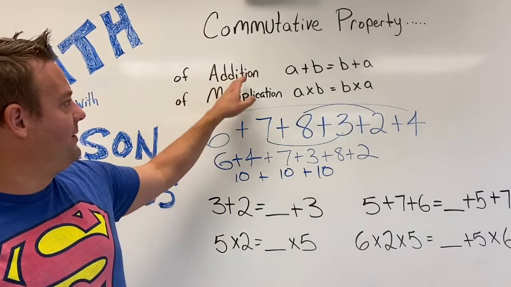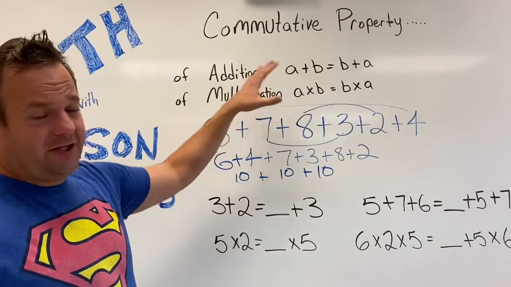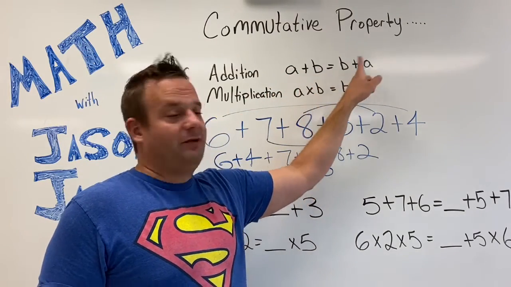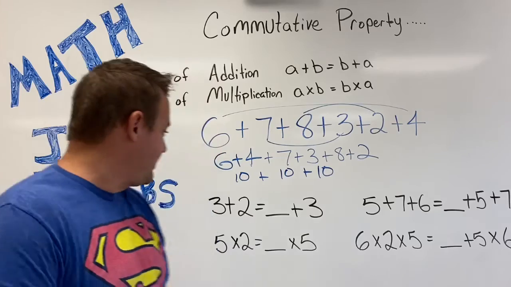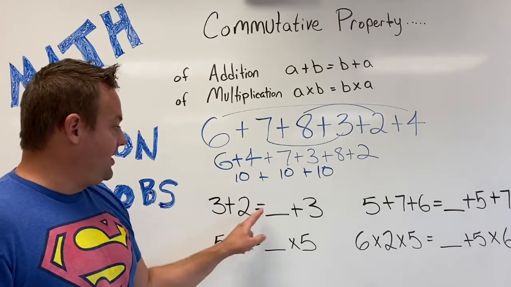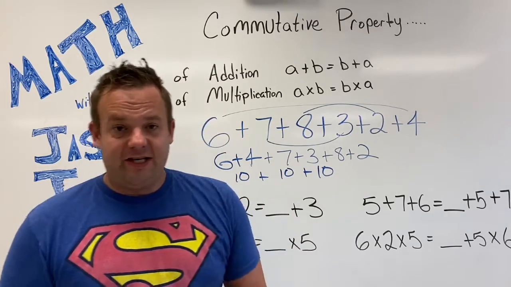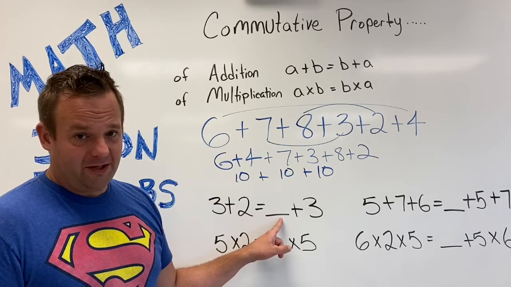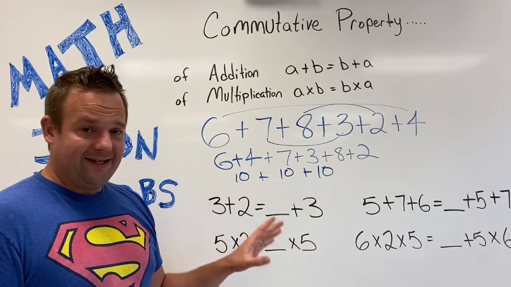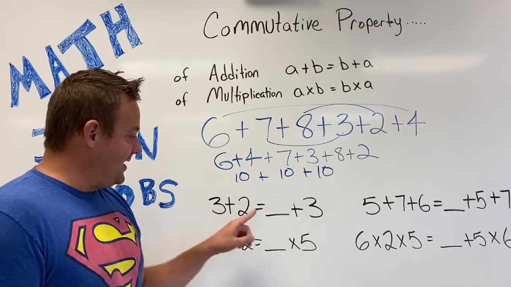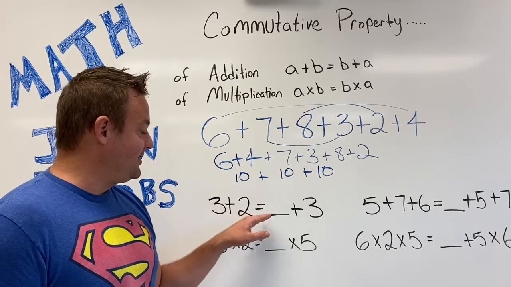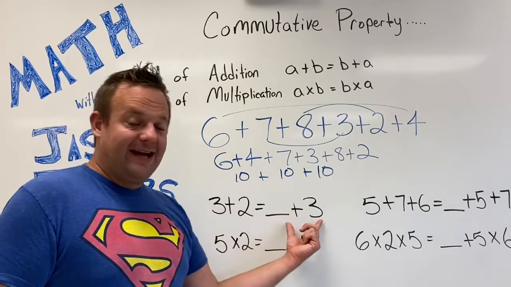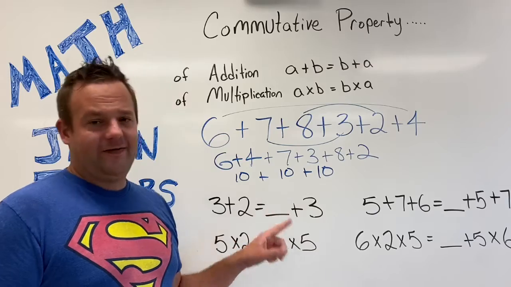So the commutative property of addition states, as long as it's all addition, A plus B is the same as B plus A. So let's do some examples, guys. 3 plus 2 equals blank plus 3. Now, I used to teach 4th grade, and a lot of times in 4th grade, the kids would put 5 here. Do you see why they would put 5? But that is incorrect, because this equal sign says the same as. So 3 plus 2 is the same as what plus 3? So if this side equals 5, this side too must equal 5. So 5 does not go there.